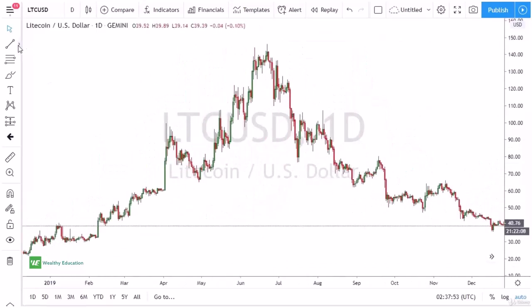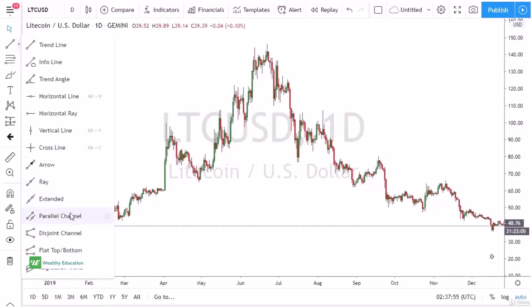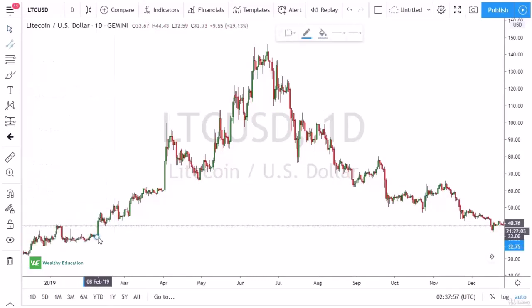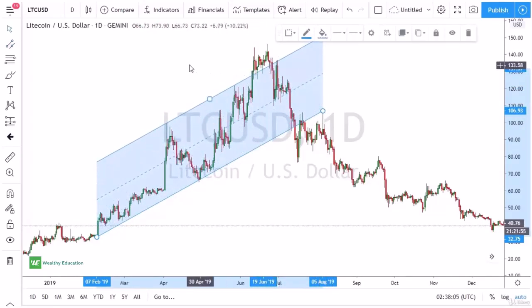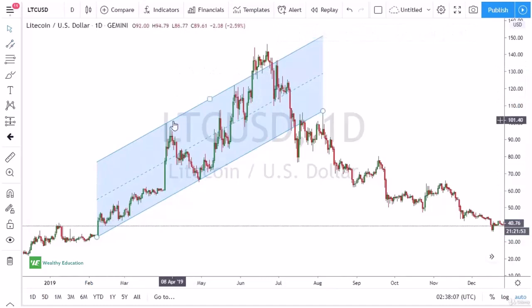Sometimes people like to trade channels, and you can click on parallel channel and draw the same trend line, and then you drag it up. And what you're doing is you're looking for, in this case, you can see where we actually broke above it, hit it again, and came back. So there was a little bit of a parallel channel here.